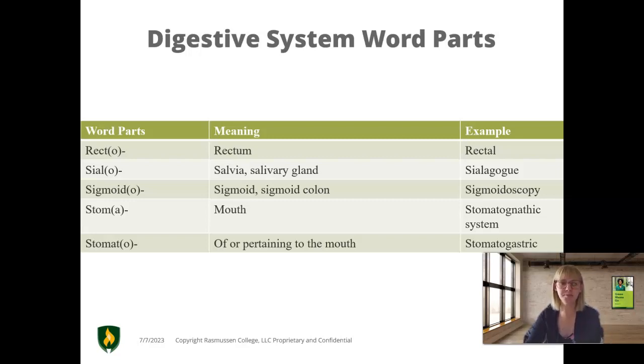Now, this chapter again does go on to discuss some of the common disorders and pathology related to the digestive system. This will include discussions on PUD or peptic ulcer disease, ulcerative colitis, hernias, intestinal obstructions, hemorrhoids, diverticulitis, and it also talks about colorectal cancers.